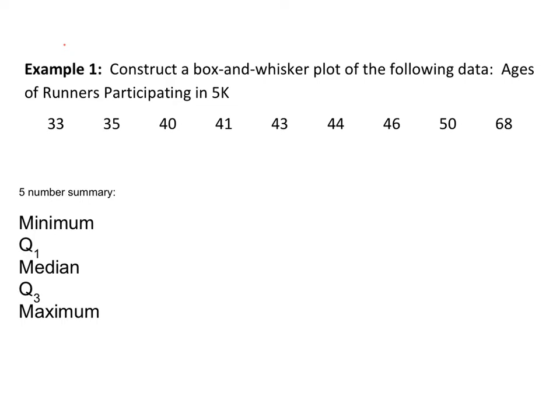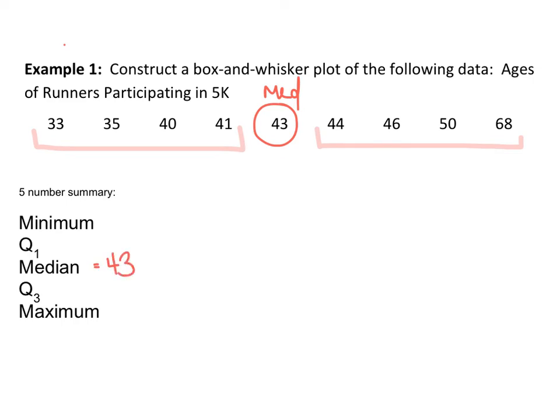So I quickly count them: 1, 2, 3, 4, 5, 6, 7, 8, 9. I see 9 numbers, so I would have an unbalanced set. If I have 9 numbers, that means this upper 4 will be my upper half, and these lower 4 here are my lower half, and that leaves 43 smack in the middle, so 43 is my median. The other 2 that are really easy to see are your minimum and your maximum. That's just your least and your greatest value. My minimum is 33, that's the youngest runner participating in this race, and then we've got somebody who's 68 still running.